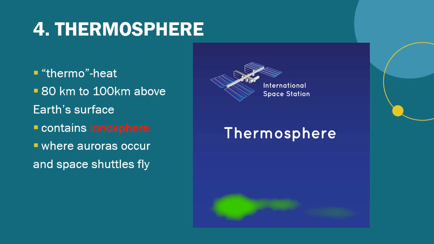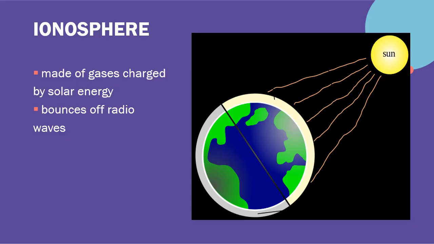The fourth layer is the thermosphere. Thermo means heat. It is between 80 kilometers and 110 kilometers above the Earth. Here we can find another layer, the ionosphere. We can also find auroras and space shuttles. The ionosphere is made up of gas particles charged by solar energy. It bounces off radio waves from different parts of the world.